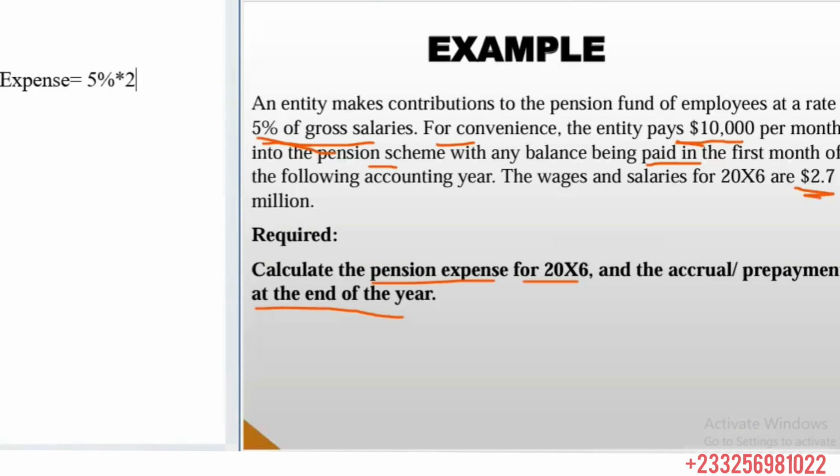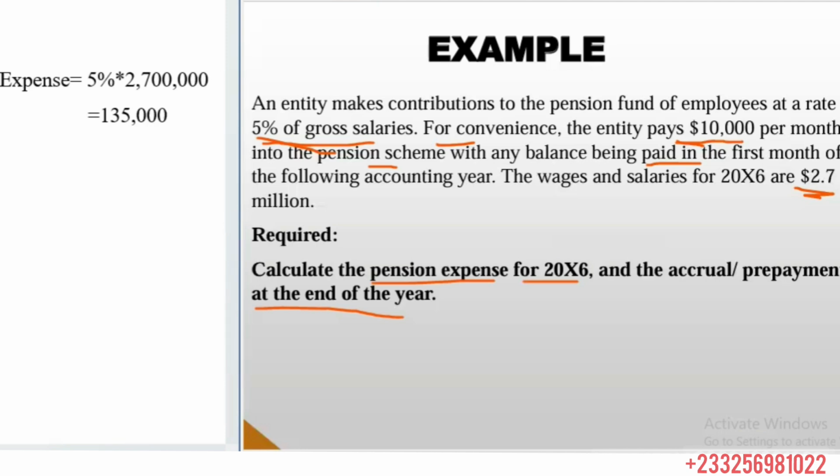So 5% of 2.7 million, which is 2,700,000, right? And what do we get? 5% of this will give us $135,000. So this is the amount that they are supposed to pay. This is their responsibility, the amount they have to pay to the third party, the fund.